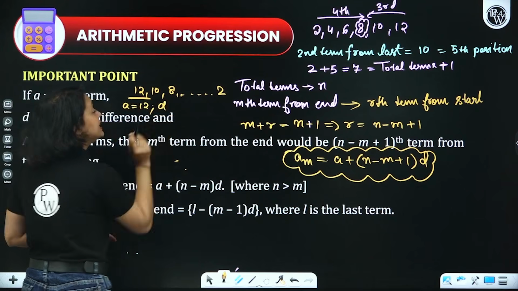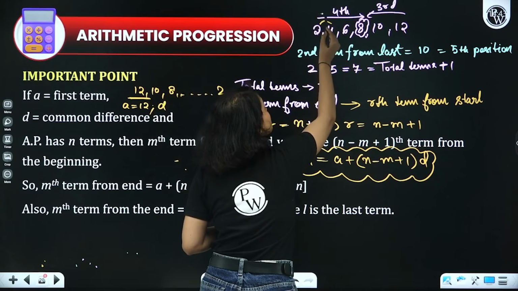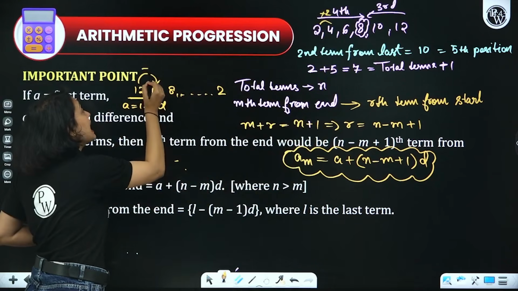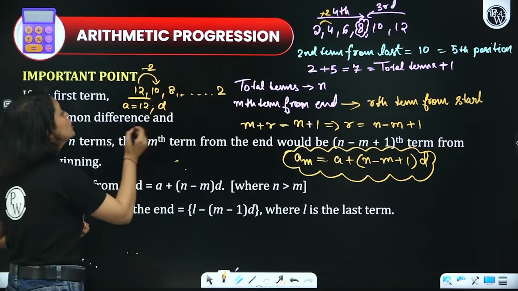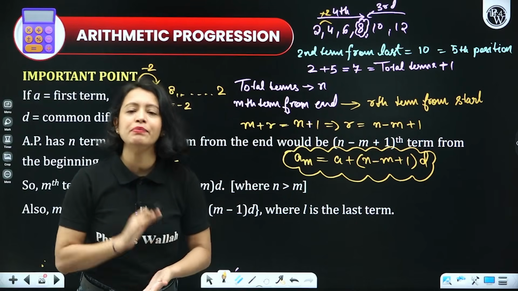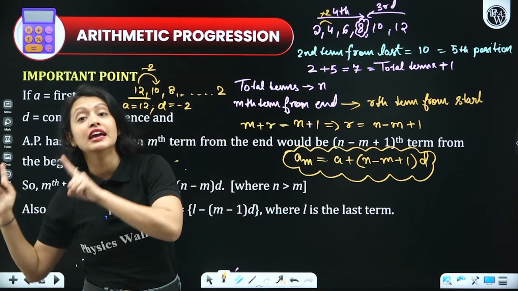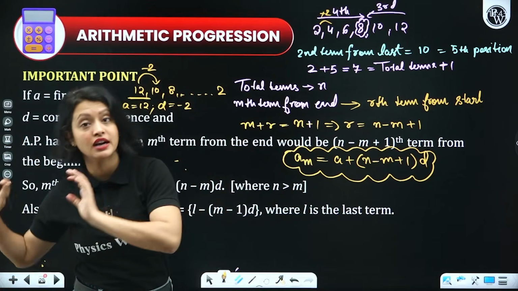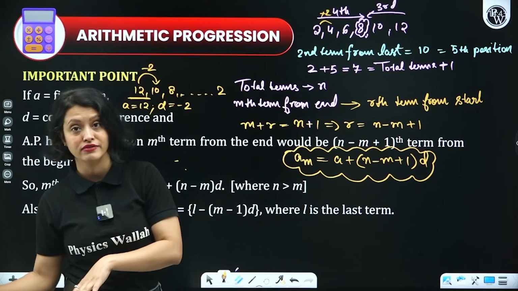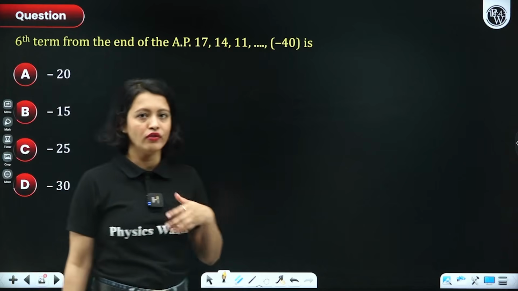What is the value of D? The value of D has changed sign. For example, earlier the value of D was positive 2. But now I have written the AP in reverse. So now you can see that if I add negative 2 to 12, I'll get 10, right? So the value of D has become negative 2. So remember, when you are writing an AP in reverse, the last term becomes the first term and the sign of D changes. If D was positive before, it will become negative. If D was negative before, it will become positive. Okay? Let's go.